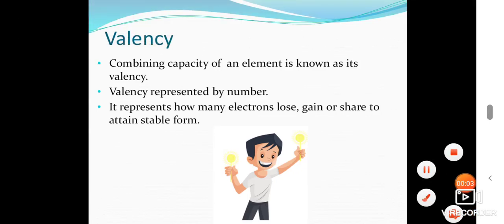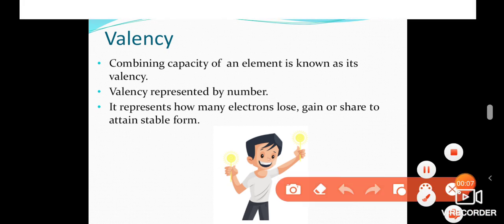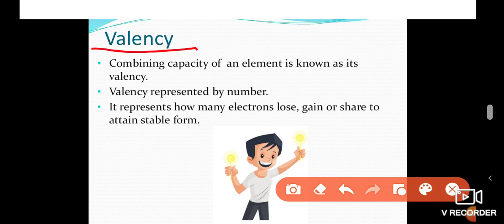In today's class, we are going to discuss valency. What is valency? The combining capacity of an element is known as its valency. Combining capacity or combining power.